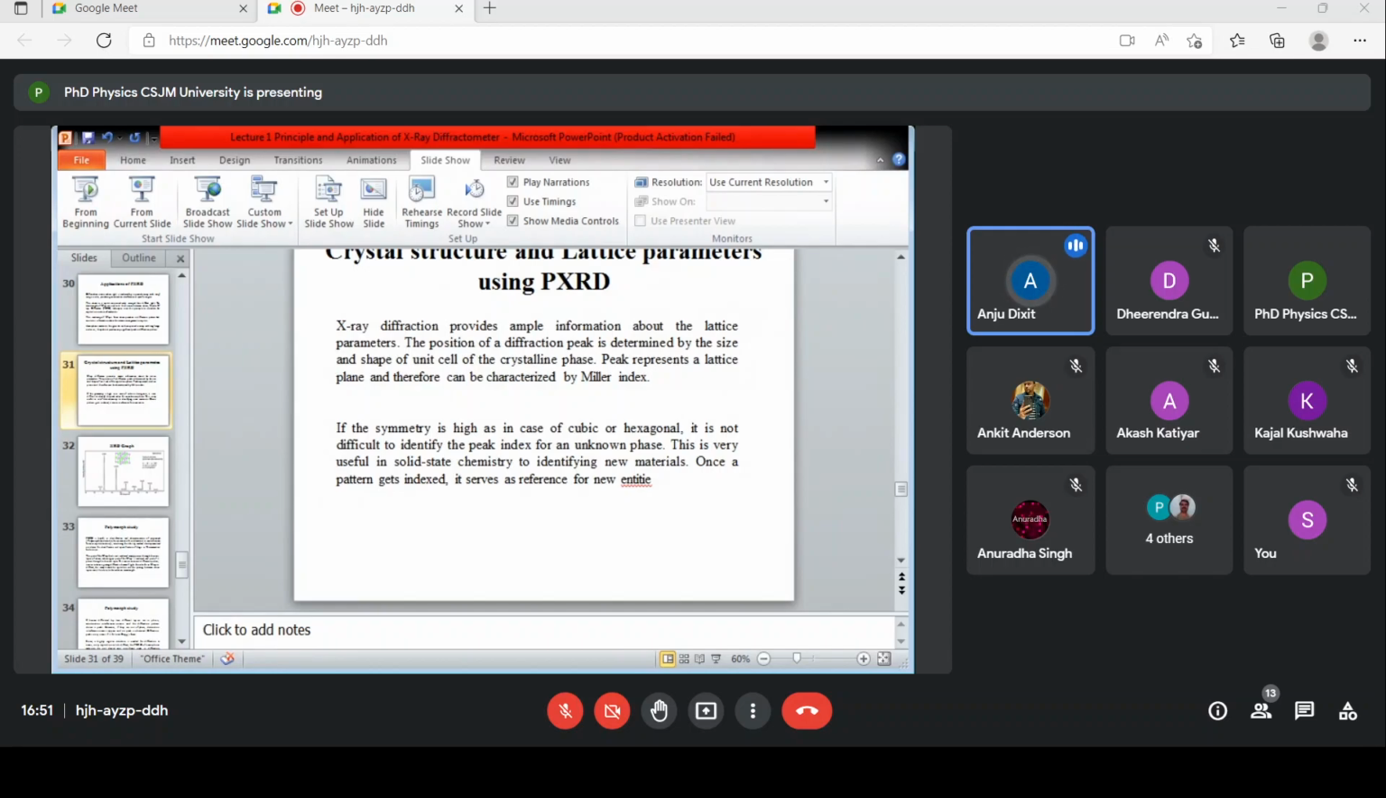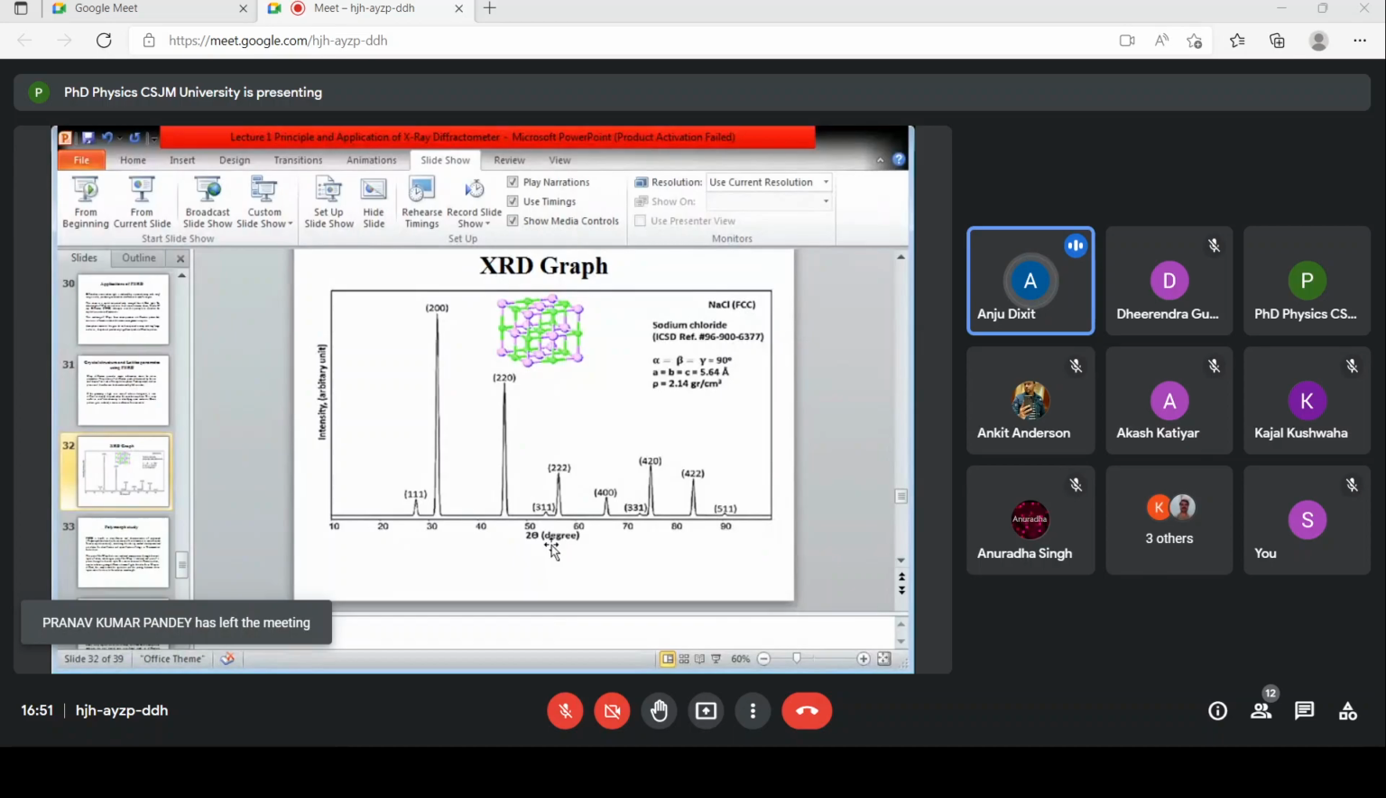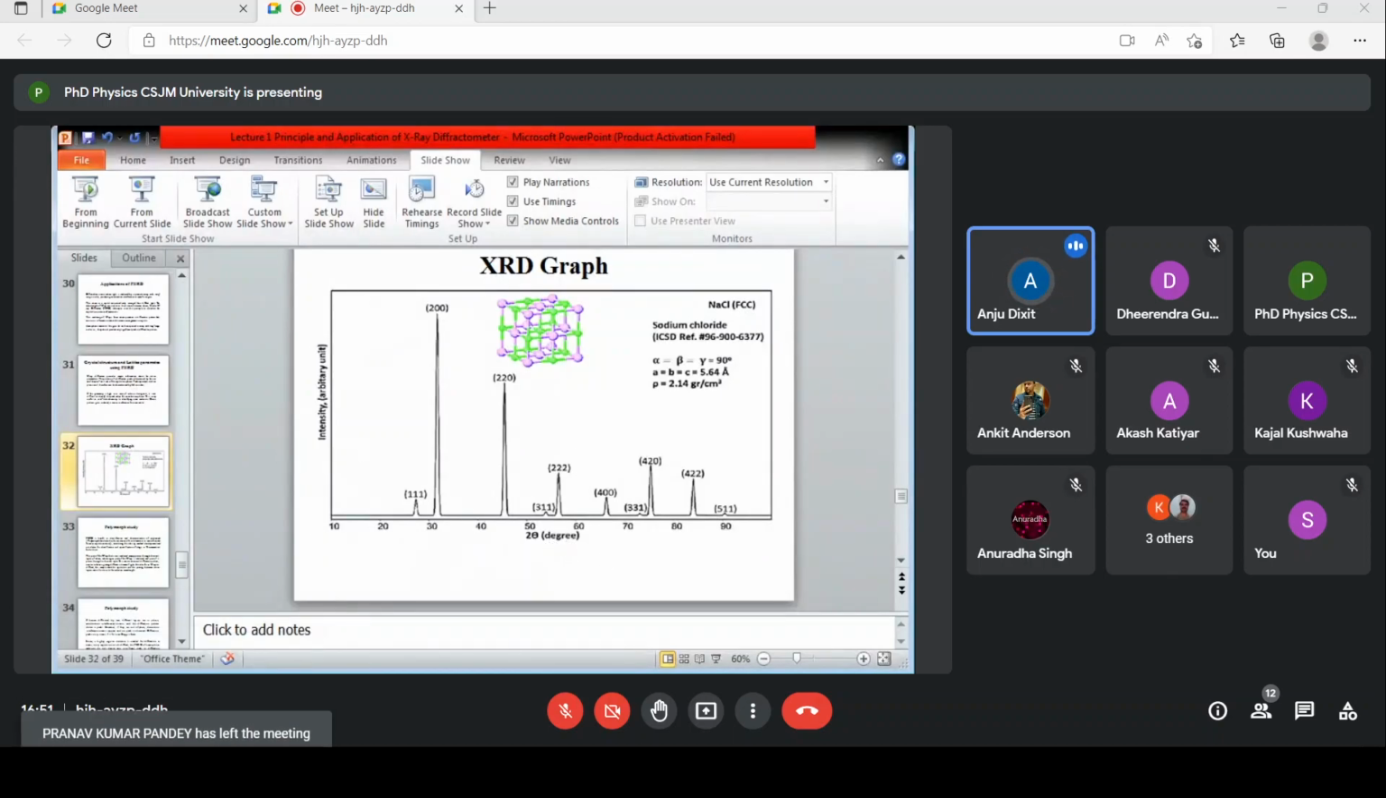So this is the typical graph which we can observe with the help of X-ray diffraction. You can see that on the x-axis we have 2 theta, in degrees, and intensity. So we have this 2 theta versus intensity graph.